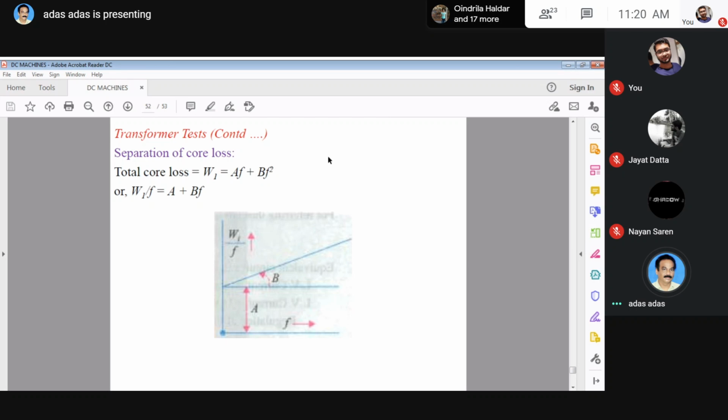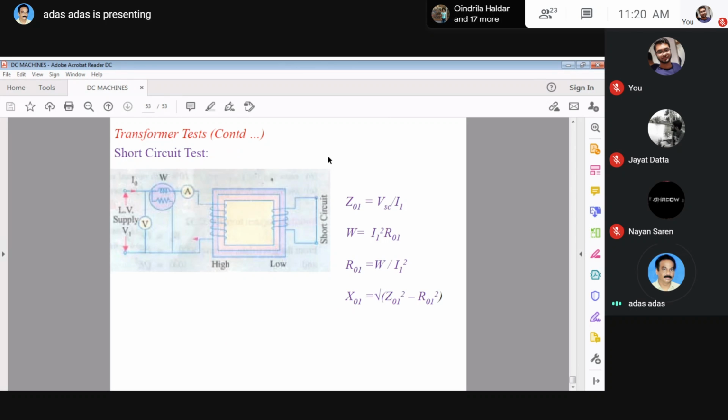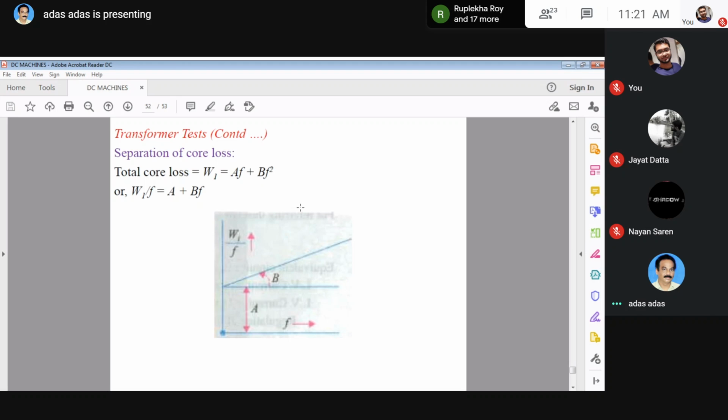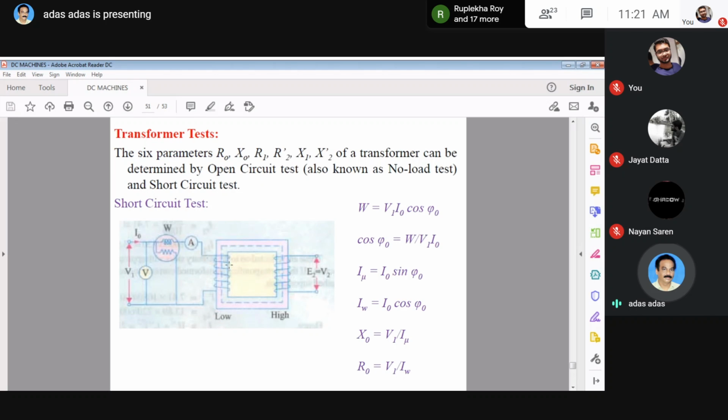Now come to the short circuit test. This is just the reverse. That is, you have to apply voltage on the high voltage side, and the secondary side is short circuited. Once again, from here you can get the voltage ratio only. To get this, you have to connect a voltmeter here. From here you can get the value of K, or turn ratio.